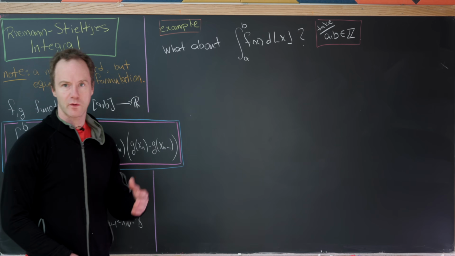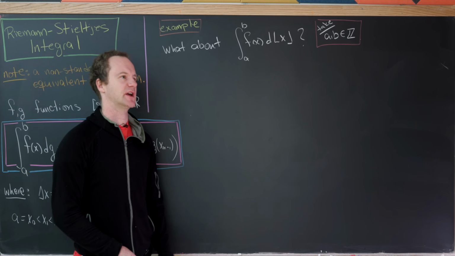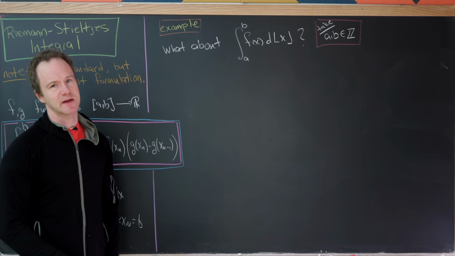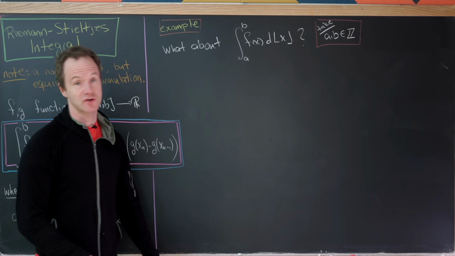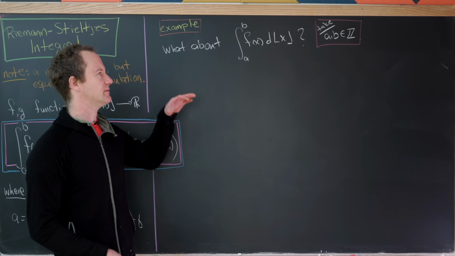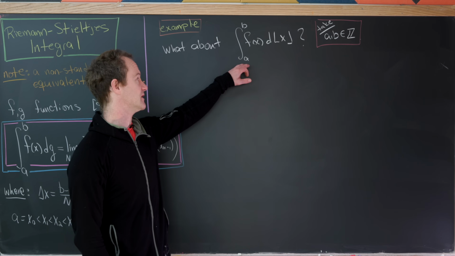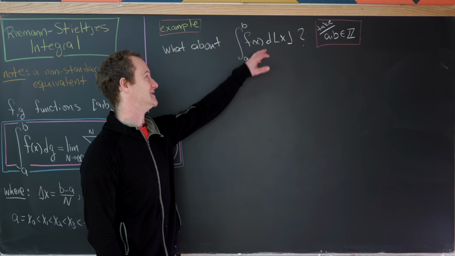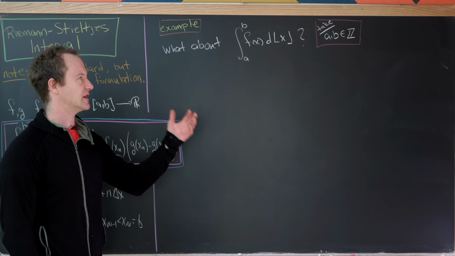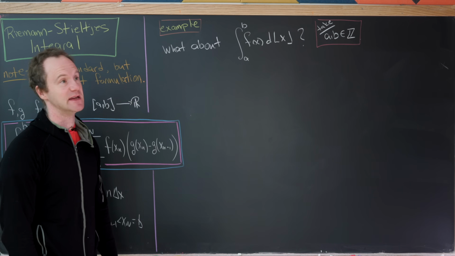So like I said before, we're going to explore this non-differentiable case for g by looking at integration with respect to one of my favorite functions, the floor function. So this thing isn't even continuous. So we're going to maybe get a closed form for the integral from a to b of f of x d floor of x.